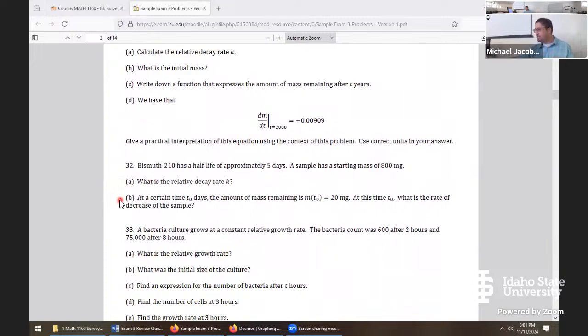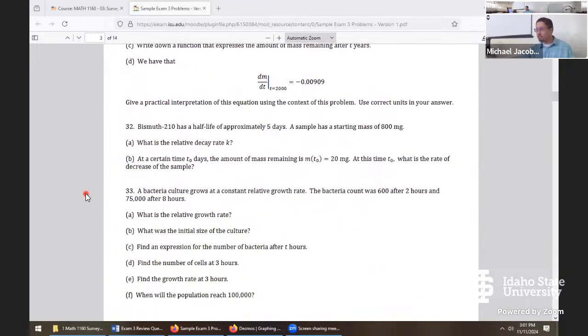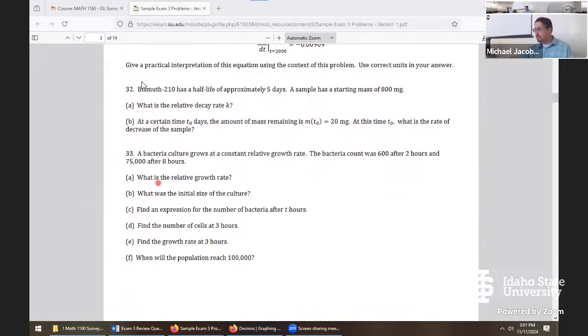maybe something like 32. Let's see, at a certain time T0 days, the amount remaining is 20 milligrams. What is the rate of decrease of the sample? I think that'll be a pretty good one. Let's try it out, number 32.